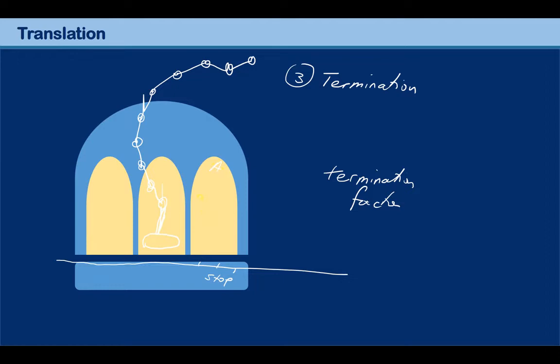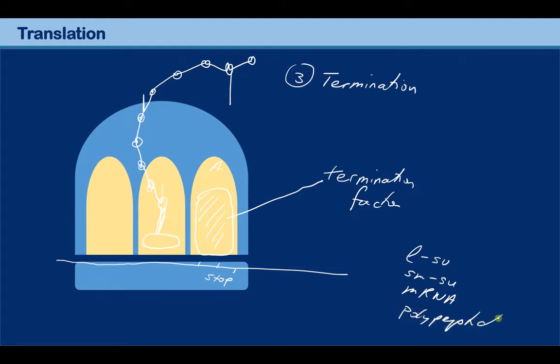So I'm going to draw this differently. So that's the termination factor over here. It's a protein, going in here. That is my termination factor. And this tells the ribosome that we've reached the end. And what will happen then is the following. Everything is going to fall apart. The large subunit, the small subunit, the mRNA, and the finished polypeptide are all released, and we have our finished product.